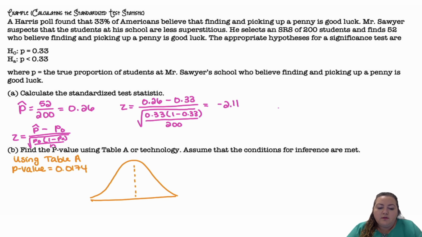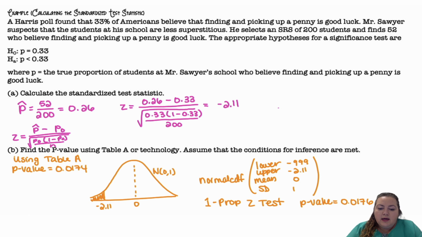If we draw this out, we have a normal distribution with a mean of 0, standard deviation of 1. I'm going to go back to the left, negative 2.11 standard deviations. I'm doing a less than test, so I'm shading below. If I use my calculator, I could do a normal CDF and find that area. Or in my calculator, I can do a 1 proportion z-test, and we get the p-value of 0.0176. So you may notice a little bit of a difference. Remember that the z-table doesn't have everything, so you kind of have to pick the closest one. It's not as exact.